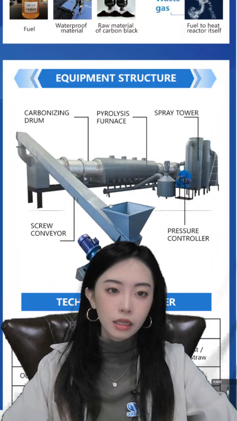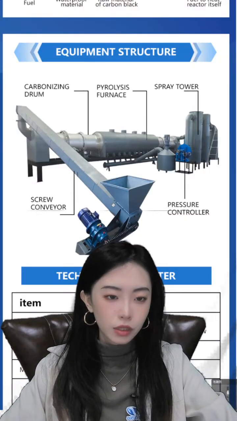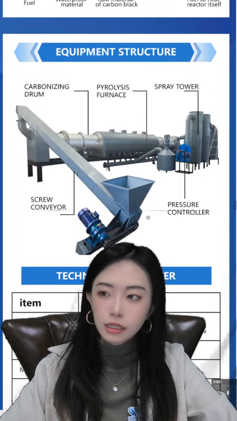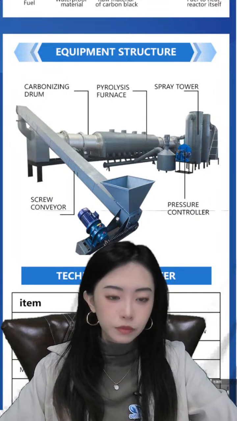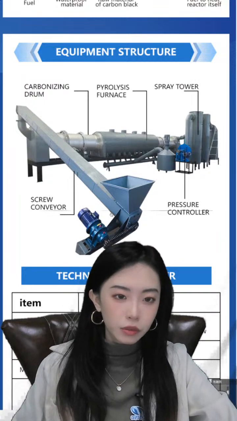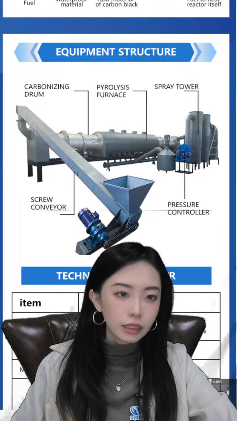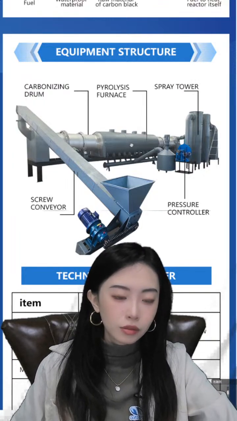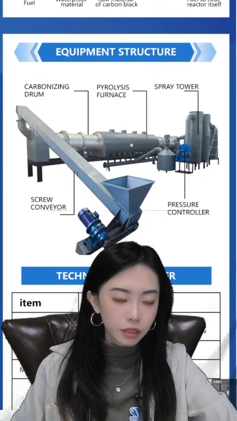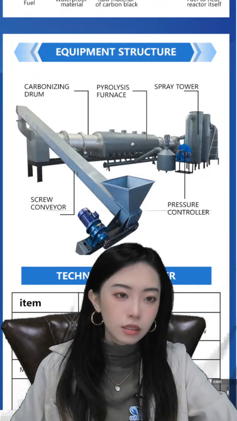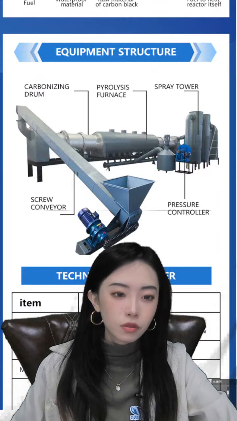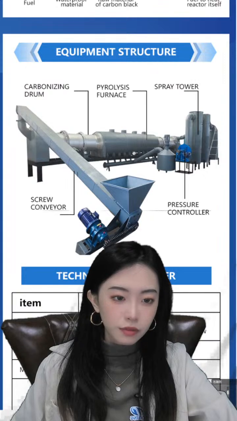And this is the construction of our equipment. Just a brief introduction. This is a hopper to feed the raw materials, and this is a small capacity, maybe just 100 kilogram per hour. And this material, the moisture is lower than 15%. So this machine doesn't have a dryer. It only has a pyrolysis furnace.